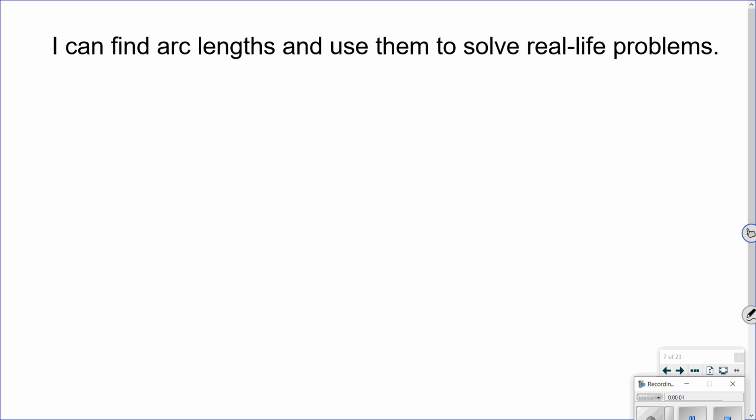Okay, for 11.1, our learning goal is: I can find arc lengths and use them to solve real-world problems. We've already found arc measures, so we're now going to find arc lengths. It's important to know the difference between those two, and we'll talk about that here in just a minute.